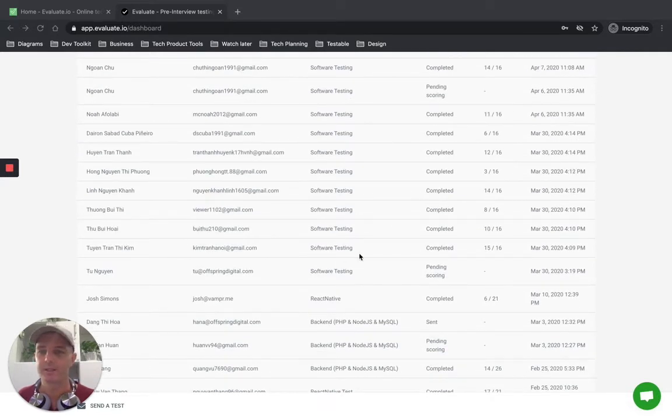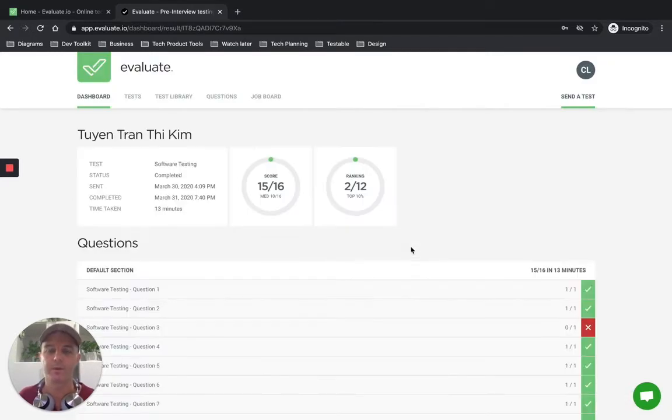I'm going to have a look at a test where this candidate did quite well. We've had the score here, 15 out of 16, so we've had that always. But what we've introduced is now this median score. The median score for this test of all candidates is 10 out of 16. And we've also introduced this additional box here, which shows the user's rank. So this user scored 2nd out of 12 candidates for this test, which puts them in the top 10% of candidates.